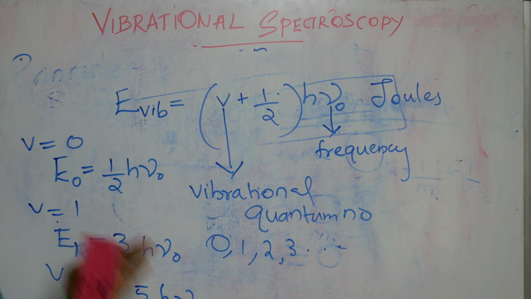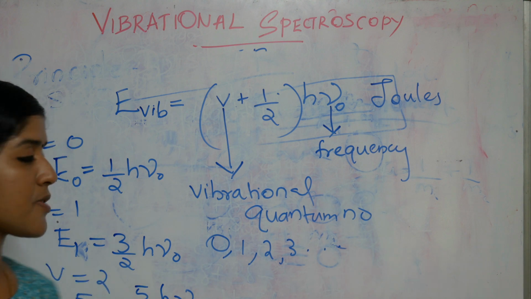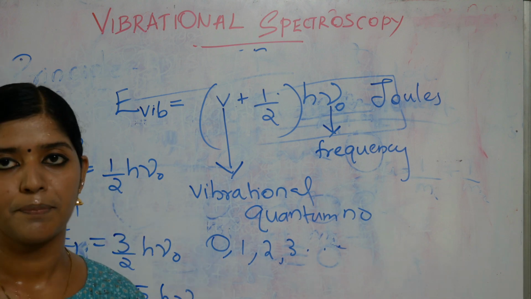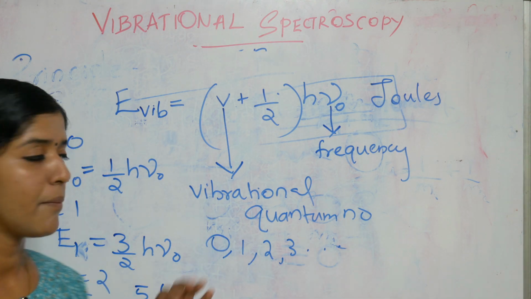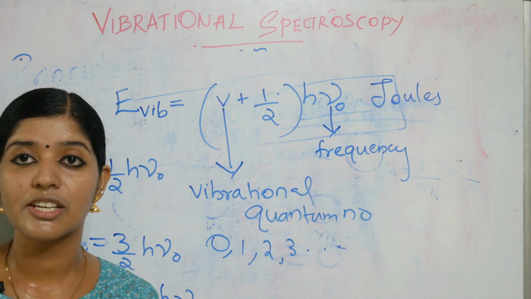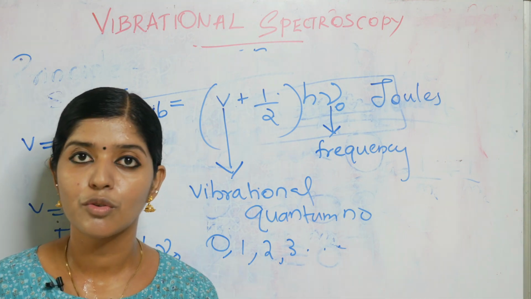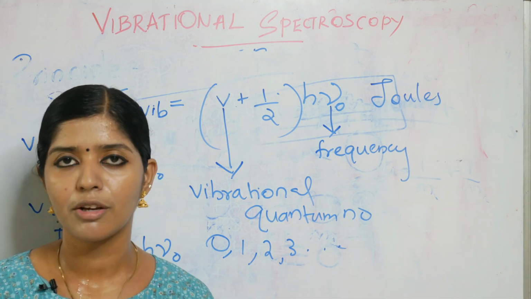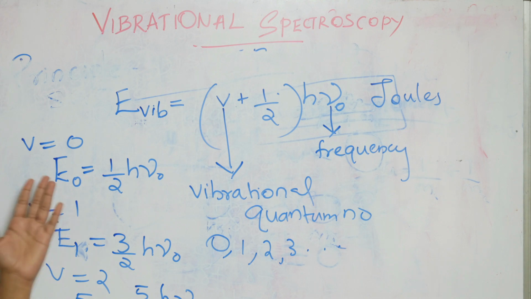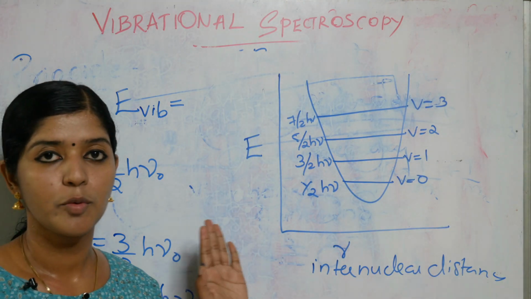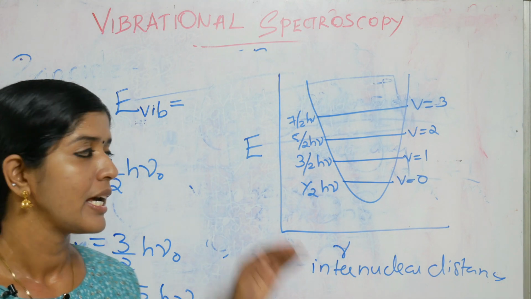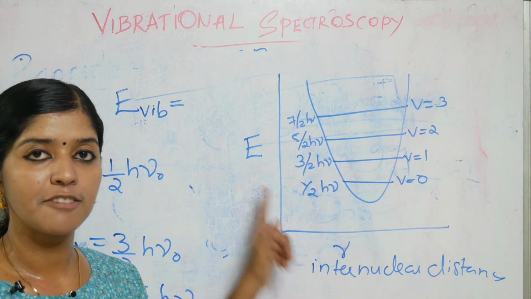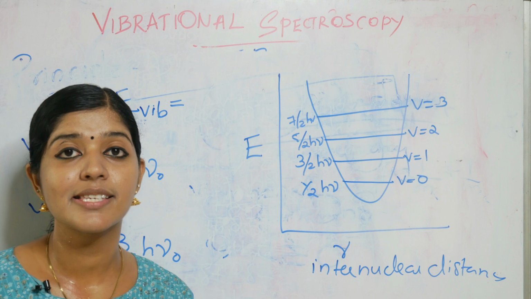Accordingly, you will get different values for E if you substitute different values for V. So we can have values 0, 1, 2, 3, etc. up to n, and depending on that you will have different energy values. We are going to draw a curve for the simple harmonic oscillator depending upon the values of E. So this is our curve for the simple harmonic oscillator, a plot of energy versus internuclear distance R.